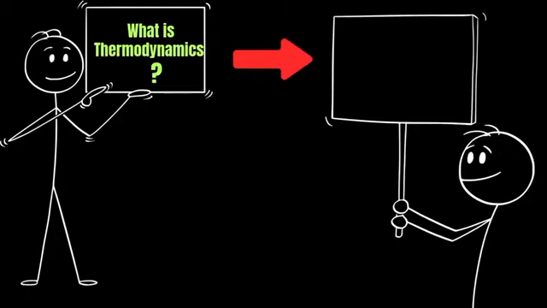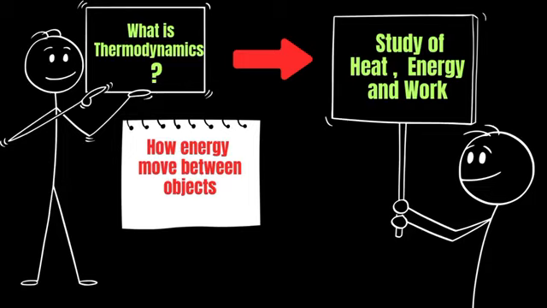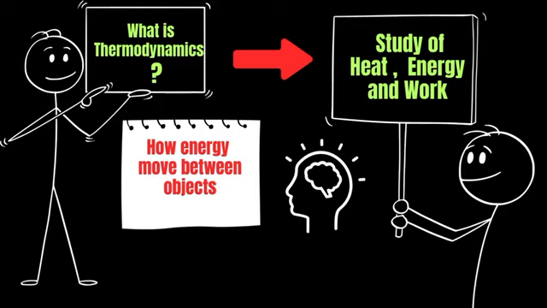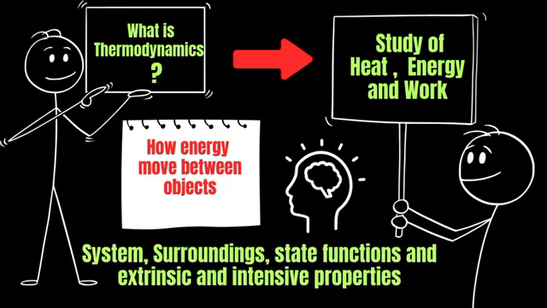Thermodynamics is the study of energy, heat, and work. It explains how energy moves between objects and how it changes from one form to another. To understand thermodynamics properly, we first need to learn some important basic terms such as system, surroundings, state functions, and the difference between extensive and intensive properties. Let's go through them one by one.